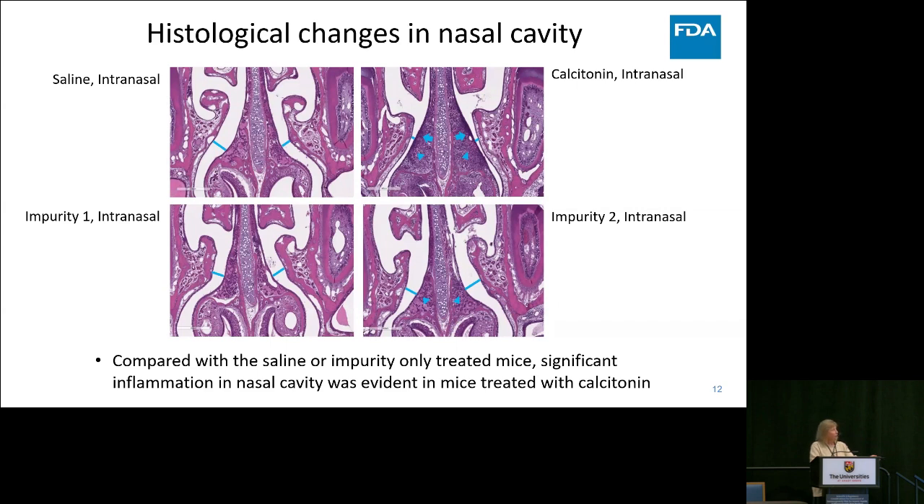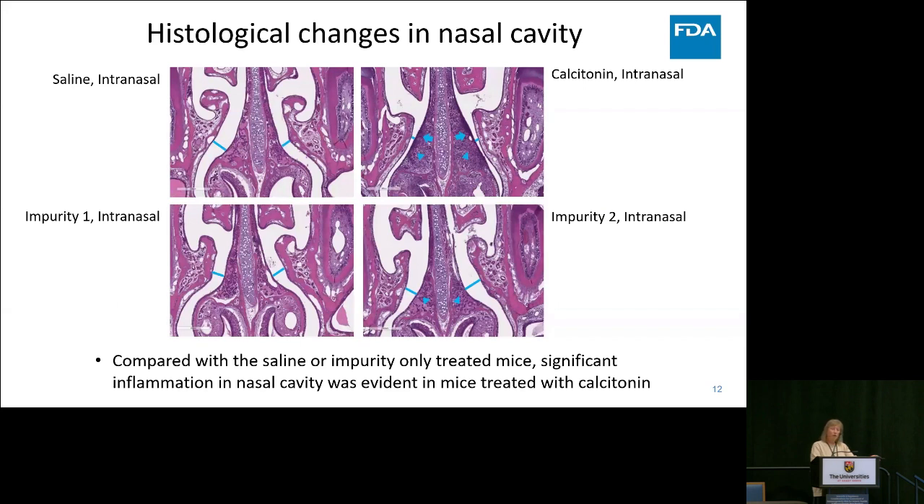And what I want to point out here, number one, is you see the nasal passage is extremely small as compared to the others, and the blue arrows are pointing out all the immune cells that are present in the nasal passage. And we actually did some follow-up studies with this, and it appears it could potentially be an excipient effect that was causing it rather than the drug product itself. But what it does show is that the mice were able to respond to the inflammatory stimulus they were given. And with the impurities, you don't see anything, and with saline, you see nothing.